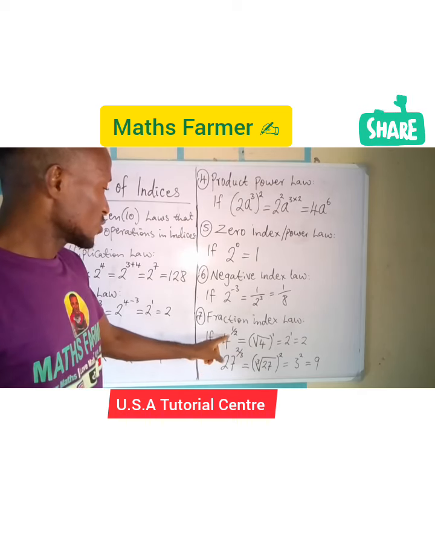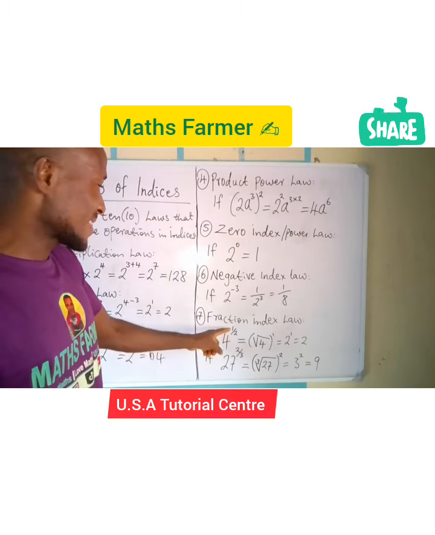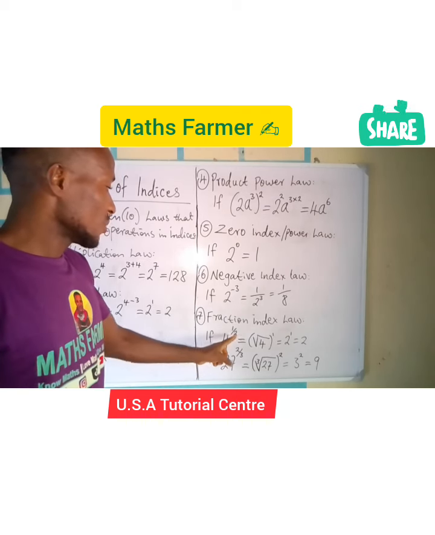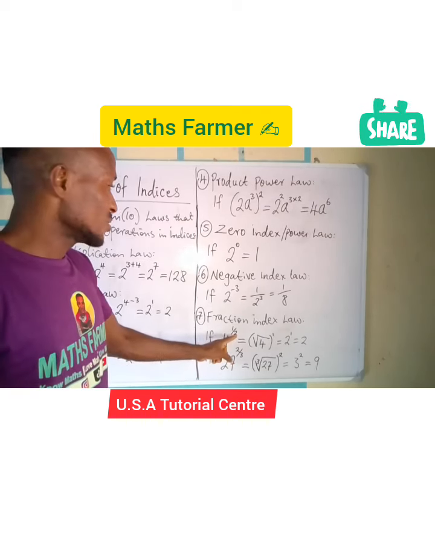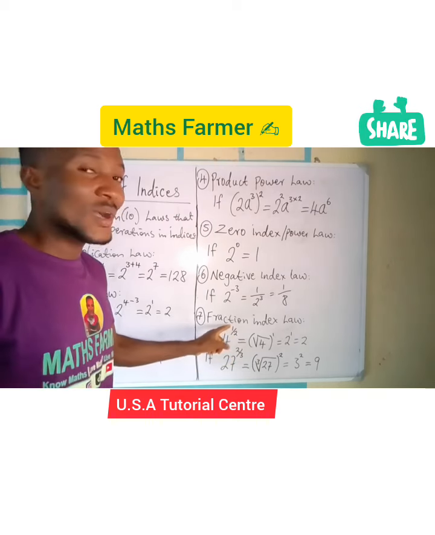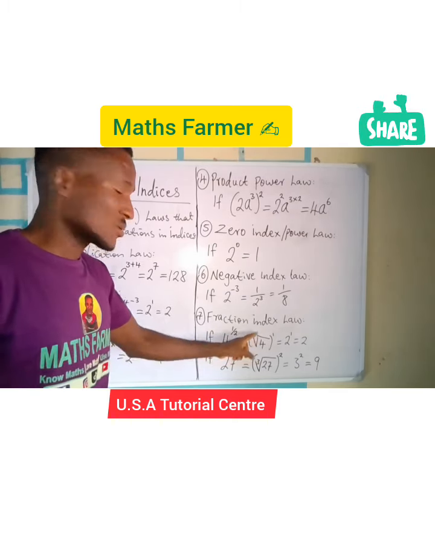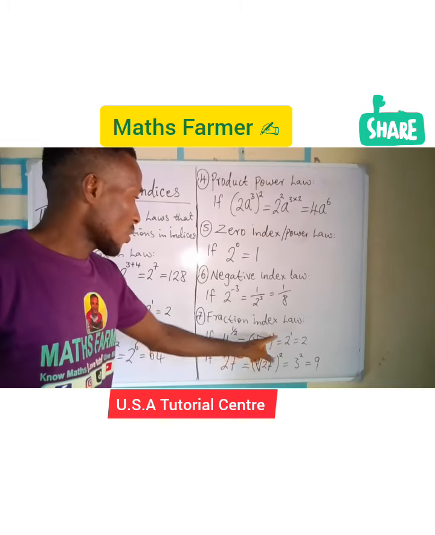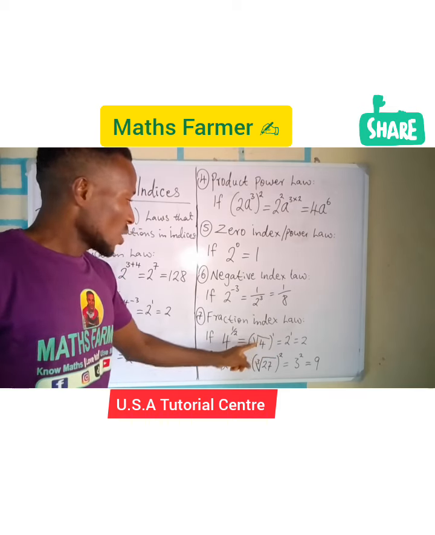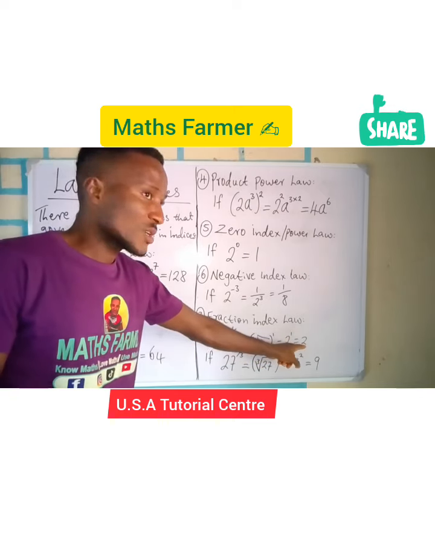If 4 is raised to the power of 1 over 2, you can see that the index here is a fraction, 1 over 2, which is half. So, whatever you have at the denominator is the root of the number, and whatever you have as the numerator is the power it is raised to. The denominator here is 2, so that is the square root of 4, raised to the power of the numerator, which is 1. The square root of 4 gives us 2 raised to the power of 1, and 2 raised to the power of 1 gives us 2.